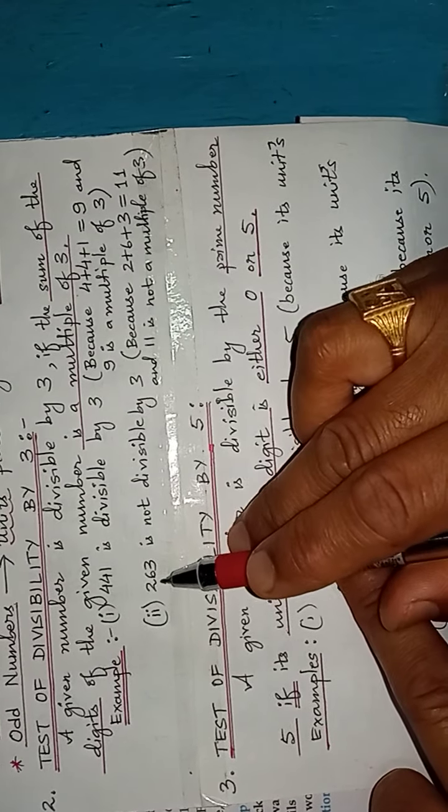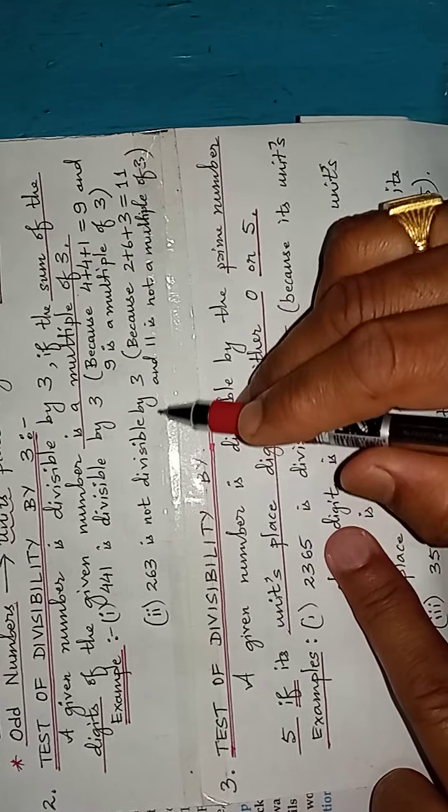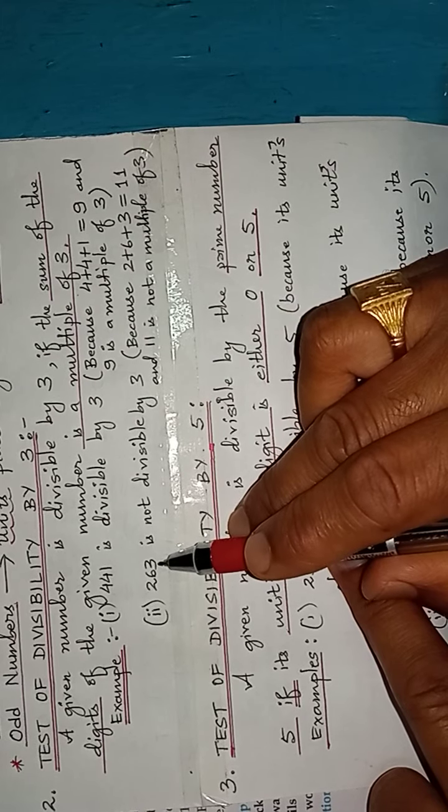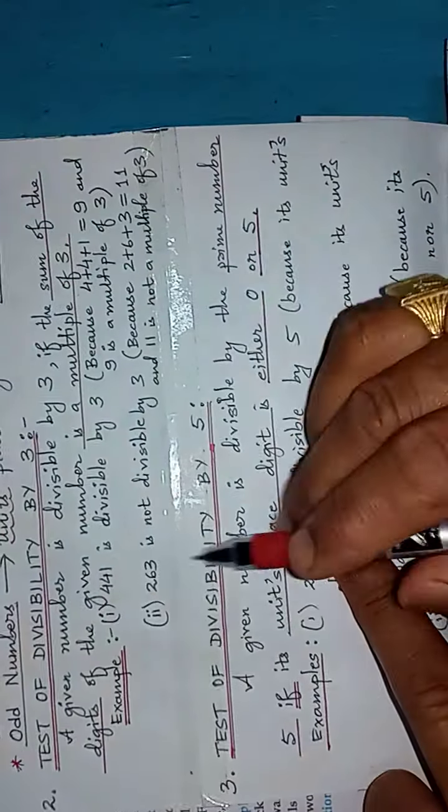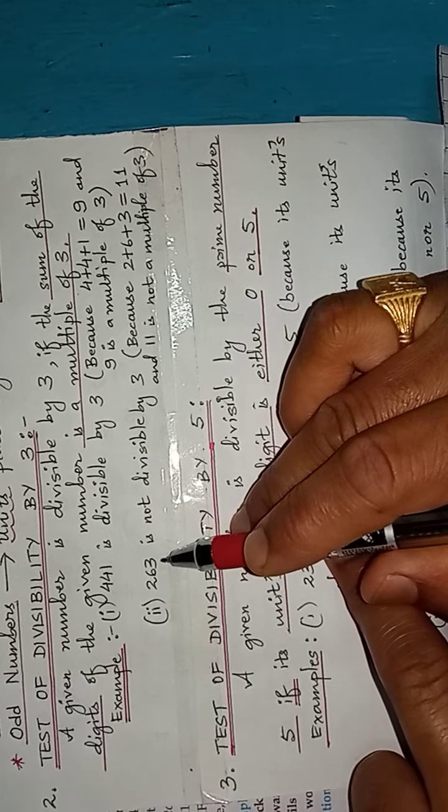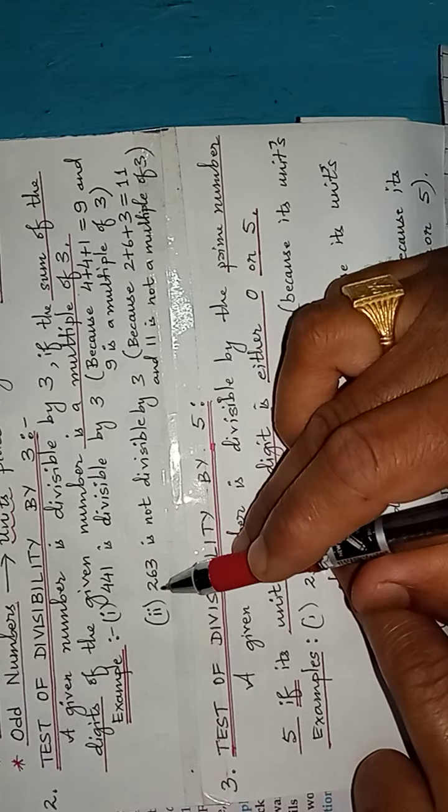But in the same way, suppose I want to check whether this 263 can be divided by 3 or not. Because 263 is an odd number, we can't divide by 2, so we should try the next prime number, 3. But can we divide or not? No, I said don't divide directly. First do the test.